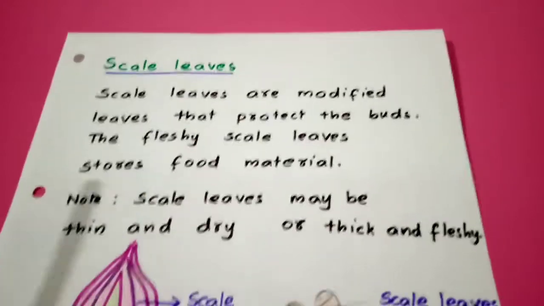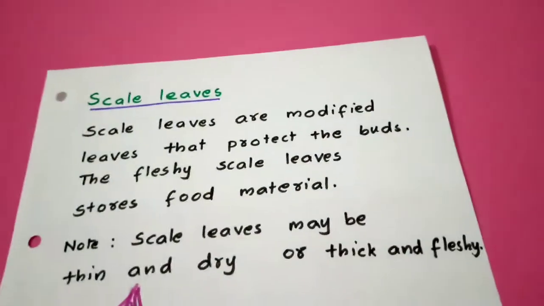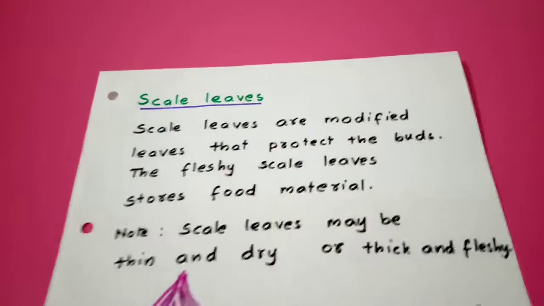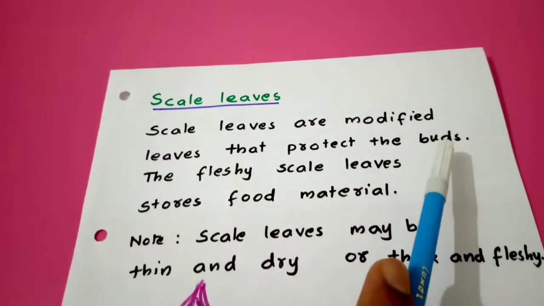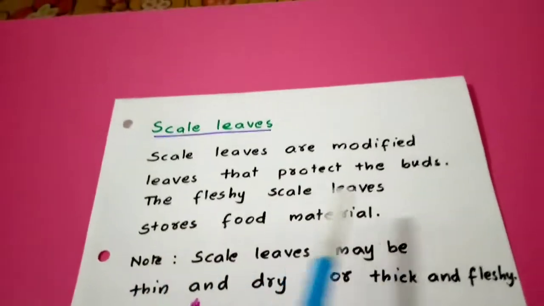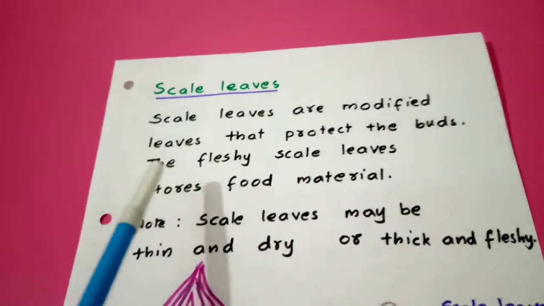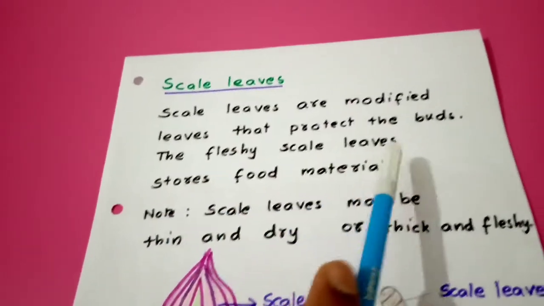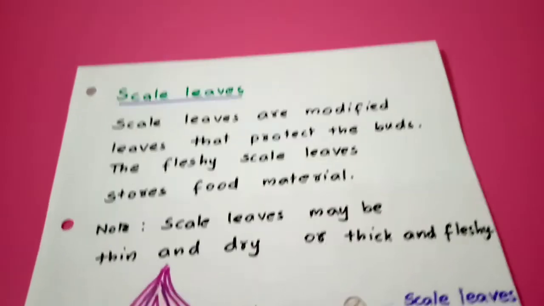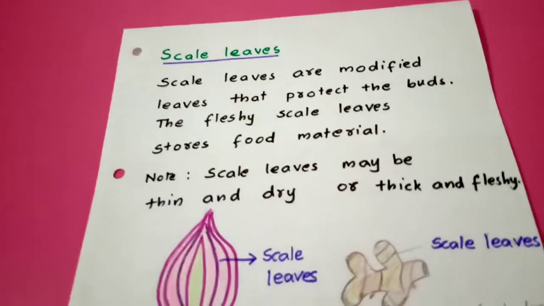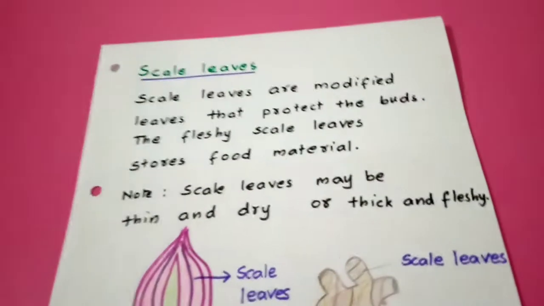The next leaf modification is scale leaves. Scale leaves are modified leaves that protect the buds. Buds, you know, are the growing new plant parts. For protecting the buds, scale leaves are there. We'll see the examples also. The fleshy scale leaves store food material also. Two functions: protection and storing of food materials.